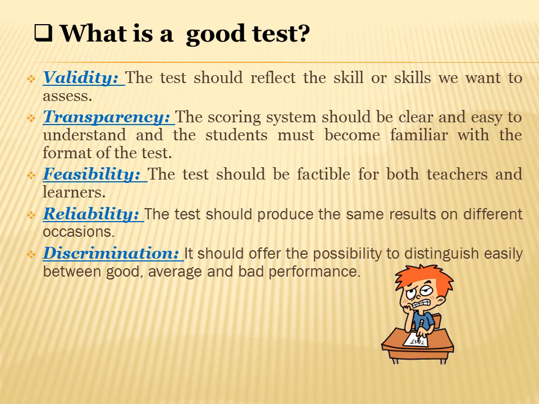Reliability: the test should produce the same results on different occasions, which means that if we do one test on a different occasion, the results should be the same. And discrimination means that we need to offer the possibility to distinguish between good, average, and bad performance, so our students know if they've done it in a good way, or if they can improve, or if they need to study more.